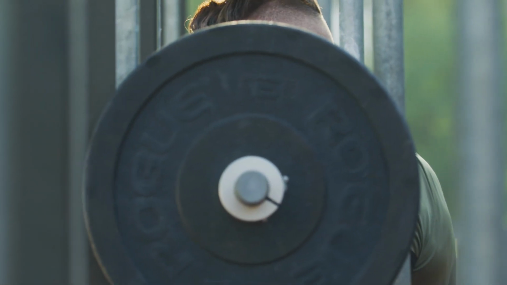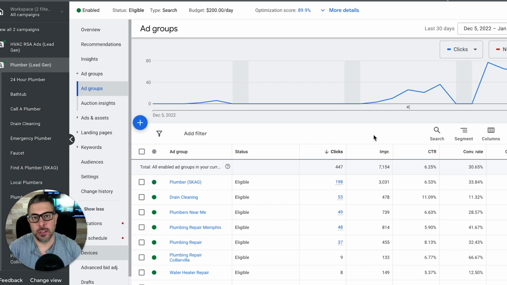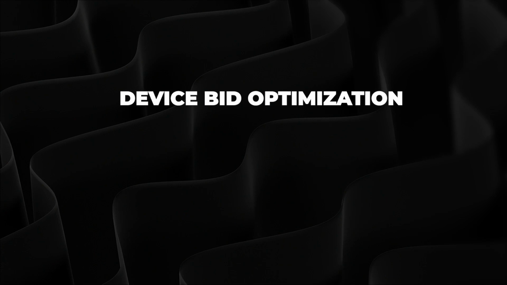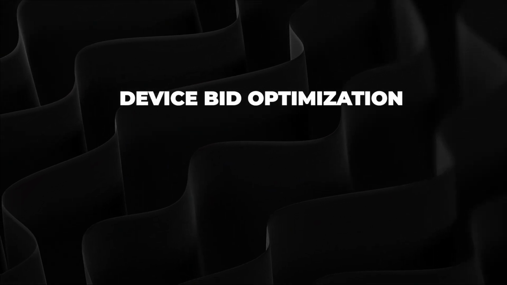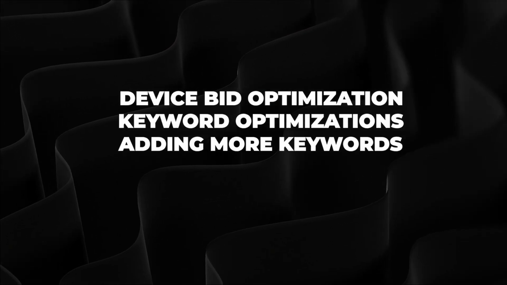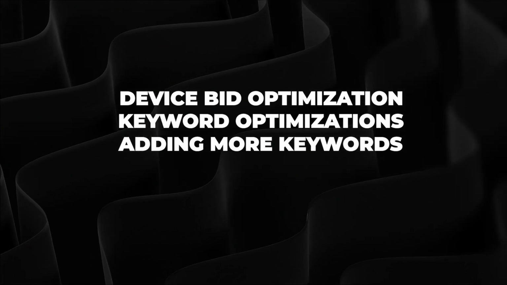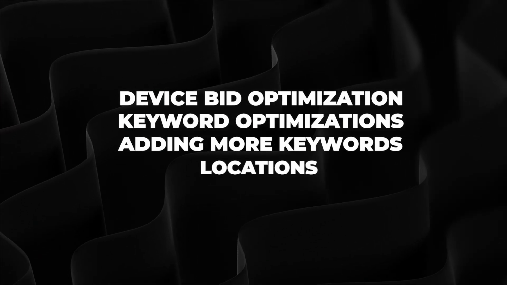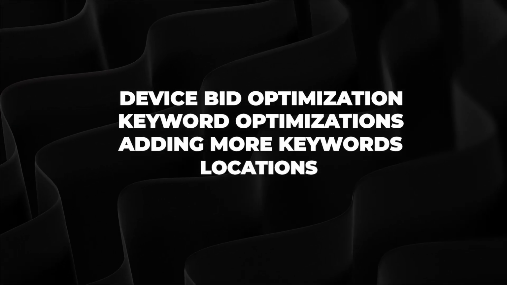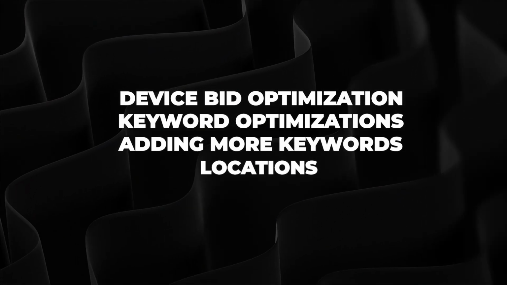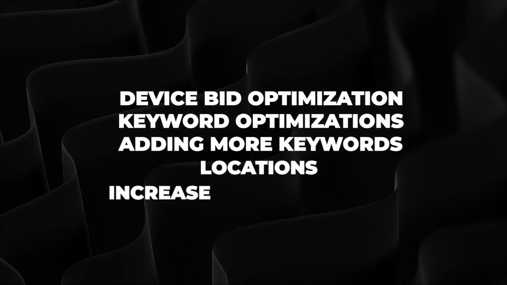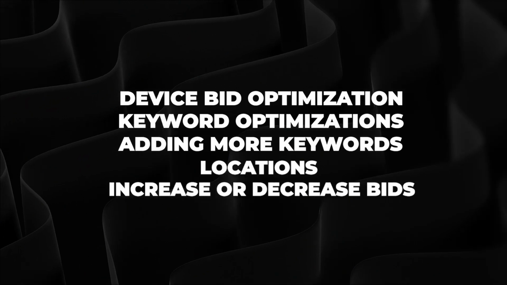We'll look at a campaign and see if there's enough data to make the decision to switch to a smart machine learning algorithm bidding strategy. Or if we're like our plumbing guy here, we're just going to let it ride. We'll go into device bid optimizations, more keyword optimizations, adding more keywords to expand the campaign. We'll look at locations and which locations are sending and converting the highest amount of leads, and we'll increase bids on those. We'll decrease bids on ones that aren't.